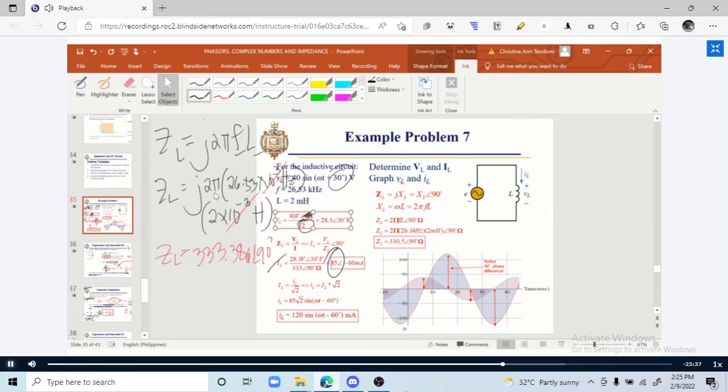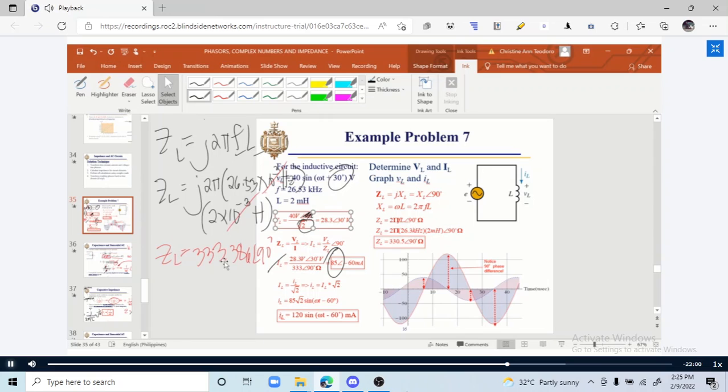This is a typographical error, so we will be using this one. So this will now be equal to 2 pi FL, or j2 pi F, which is equal to 26.53 times 10 raised to 3 because this is kilohertz, multiplied by 2 millihenry, which is equal to 2 times 10 raised to negative 3 henry. Since we have 10 raised to 3 here and 10 raised to negative 3 here, we can just cancel this out.